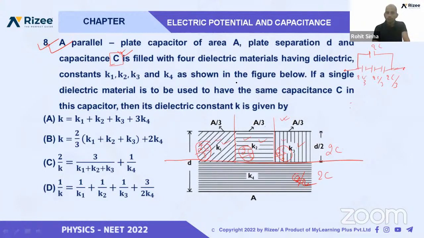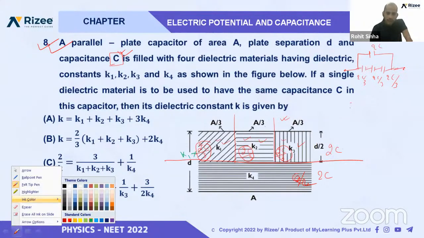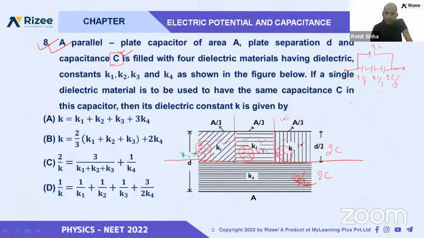Okay, now let me see what we do. It is 2C by 3. We multiply here with K1. Let me change the color of ink. Let me multiply K1 here and K2 here and K3 here and K4 here. That means K1 multiplied here, K2 here, K3 here and K4 here. All in series. What will we do, we will add. That means C by 3 common, 2C by 3 common. What will we get? We will get K1 plus K2 plus K3.